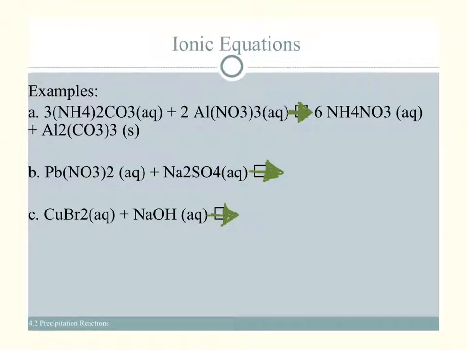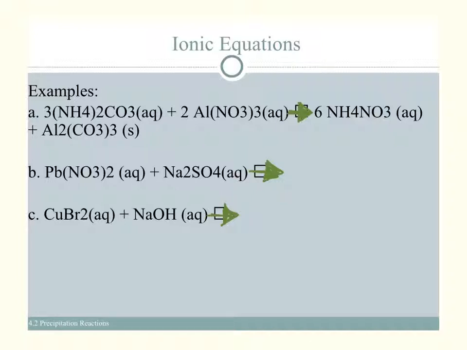Okay, look what's going on here. We have ammonium carbonate, which is aqueous. We have aluminum nitrate, which is also aqueous. And then when we do the double replacement reaction, we wind up with ammonium nitrate, which is aqueous, and aluminum carbonate, which is a precipitate.